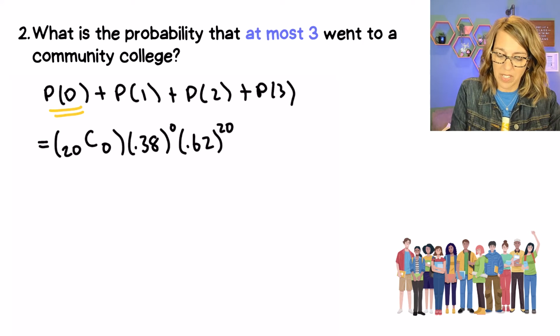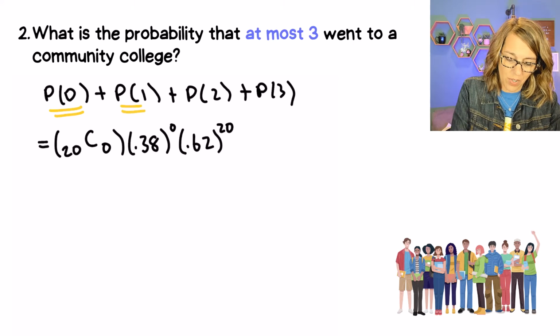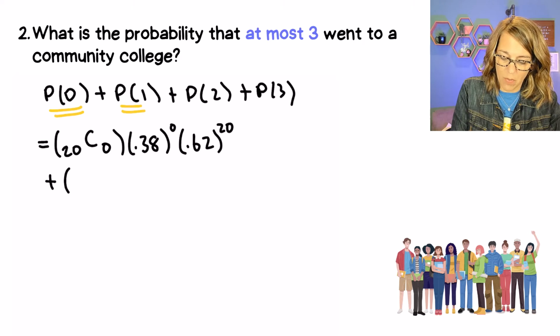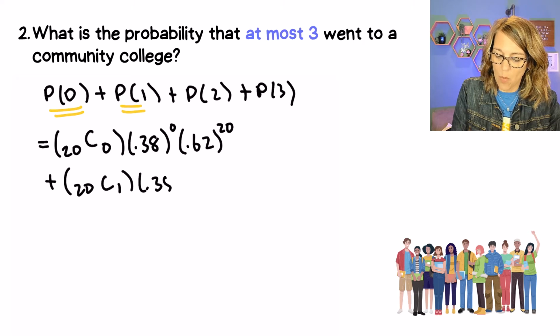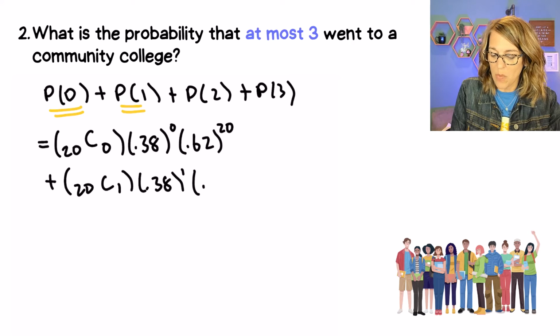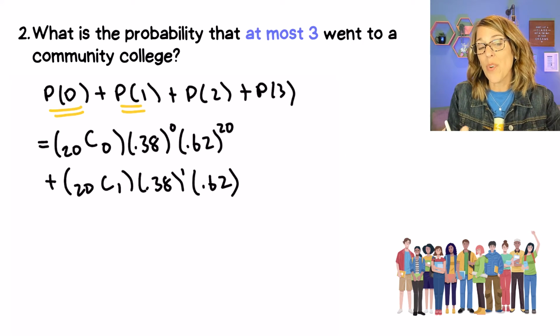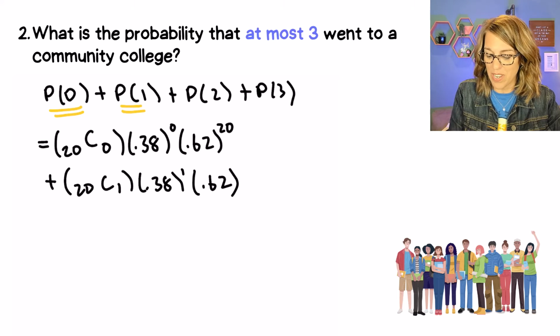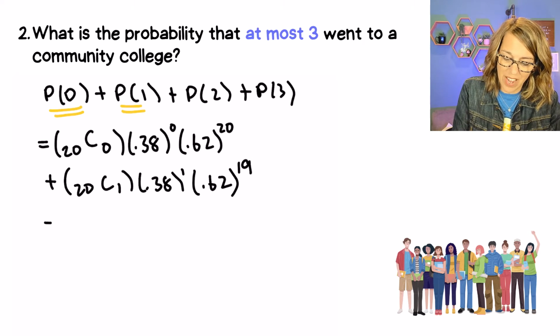I can do the probability of 1 next. So I would do plus the probability of 1. So that would be 20, choose 1, 0.38. Now one of them is a success. 0.62, out of the 20, that leaves 19 to be a failure. And then I've got 2 and 3.